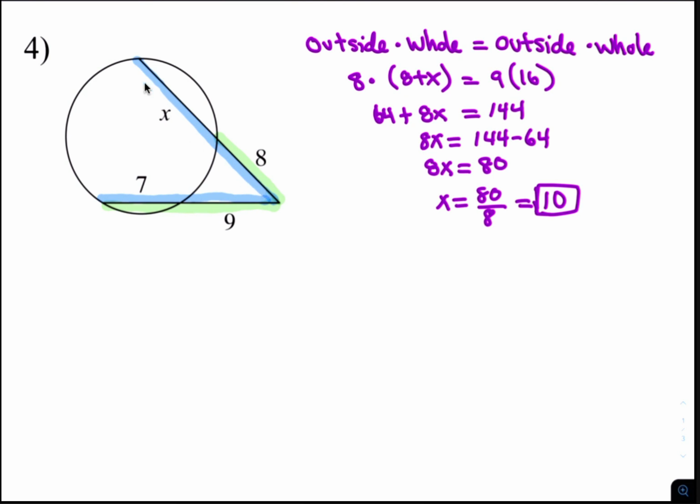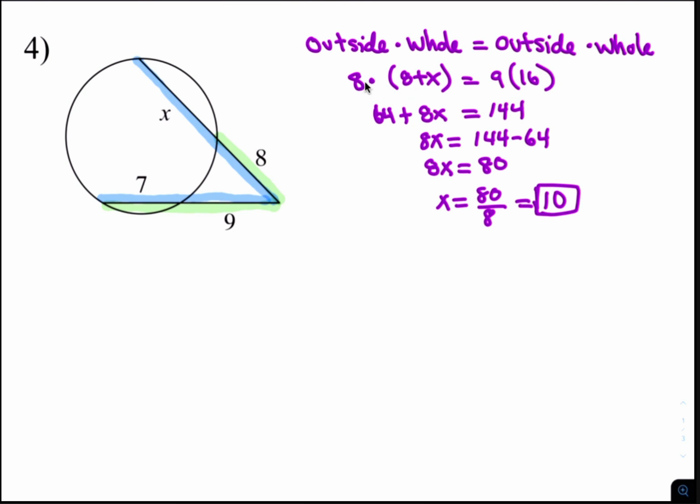Okay, for number 4, you're looking for X. We still have the same situation as number 3, where we have two lines that are intersecting outside the circle. So we use the rule that says outside times the whole equals the outside times the whole. The outside piece here is 8, and then the whole piece would be 8 plus the X. So that's 8 times 8 plus X. And that's equal to the other outside piece, which is 9, times the whole piece, which would be 9 plus 7. That makes 16.